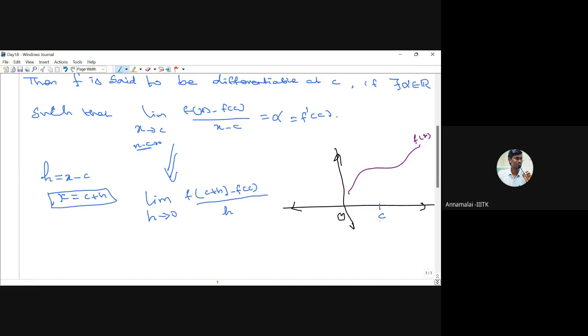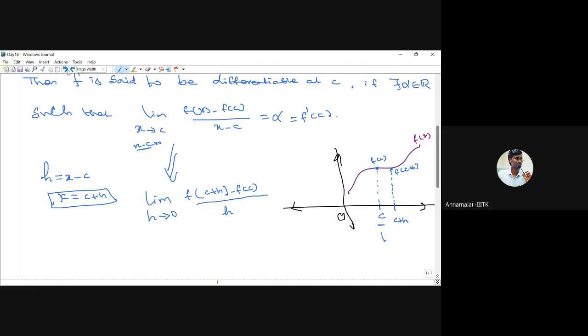Now, suppose we take some point c, and we are looking at the derivative at that point. Geometrically, c plus h may be on either side depending on whether h is positive or negative. For c there is a corresponding point on the curve, f of c, and for c plus h the corresponding point on the graph is f of c plus h.